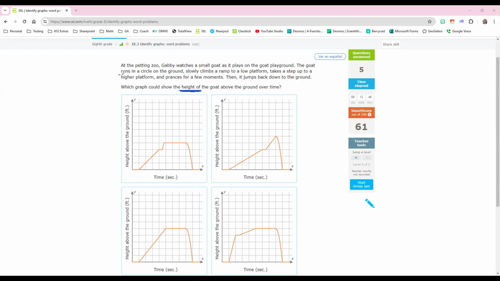So if it says the goat runs in a circle on the ground, that means it's on the ground, there is no height. If we look at all 4 of our graphs here, they all have a flat line at the beginning. So that matches the goat just chilling on the ground, running in circles. Next up, it says it slowly climbs up a ramp. So if it's slowly climbing, is that going to be a really steep increase or a gradual increase? It's going to be pretty gradual. If it's slowly, it's going to take a lot of time.